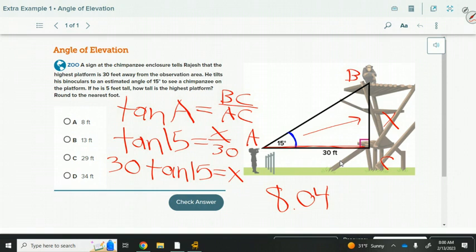All right, let's make sure here. Okay, let's think about this. In this case, we have to round to the nearest foot. So is my answer going to be 8 feet? Are you sure? No, it's going to be 13. Okay, so why is it 13? Are we sure it's 8?